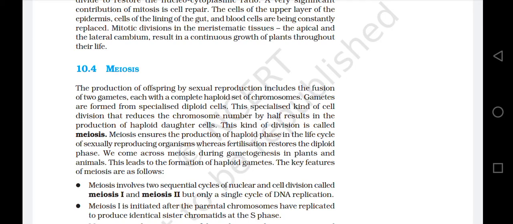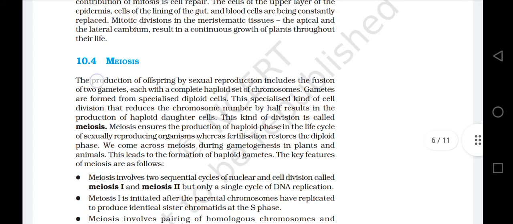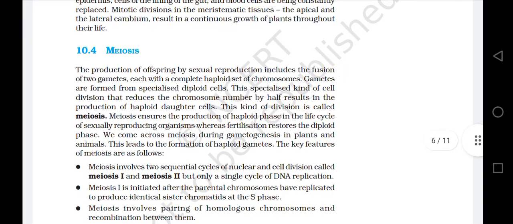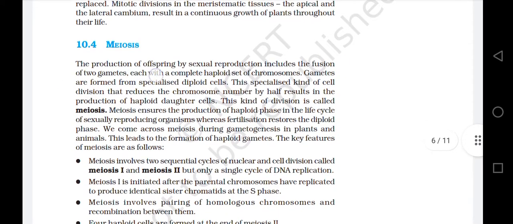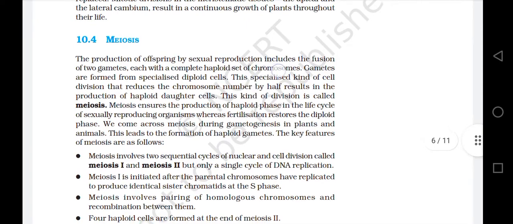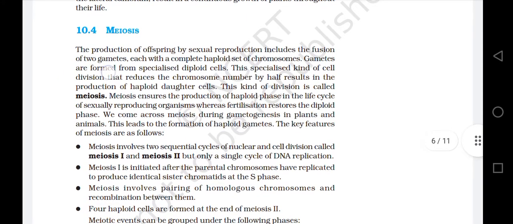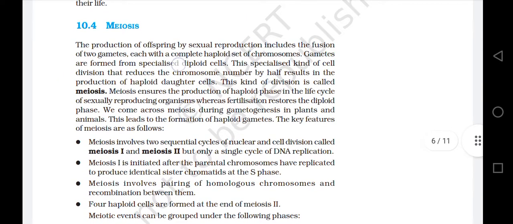NCERT Biology Class 11 Chapter 10 Cell Cycle and Cell Division. 10.4 Meiosis. The production of offspring by sexual reproduction includes the fusion of two gametes, each with a complete haploid set of chromosomes. Gametes are formed from specialized diploid cells.